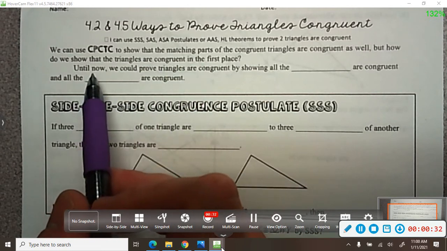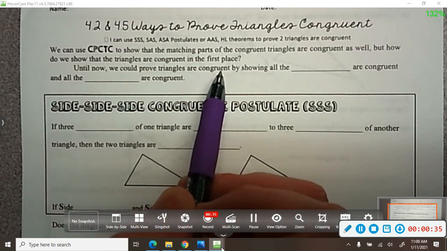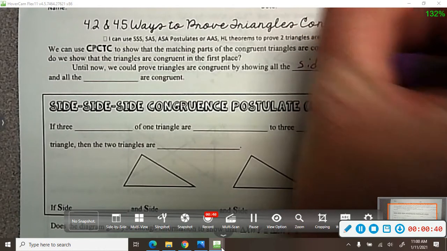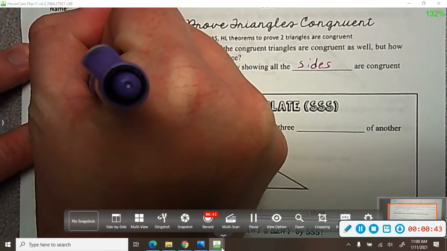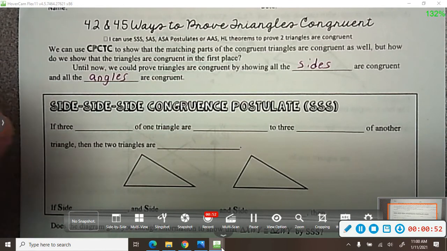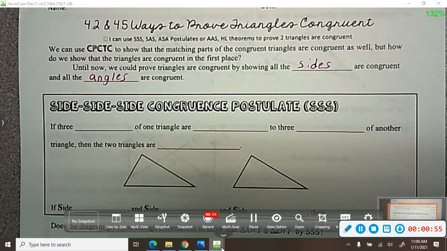So until now, we could prove triangles are congruent by only showing all sides are congruent and all angles are congruent. So if this side equals this side, and the other side equals the other side, and that angle equals this angle, if you knew that every side was congruent to another side and every angle was congruent to another angle, then they had to be congruent by the CPCTC. But there are theorems out there where you don't have to know everything about the triangle.